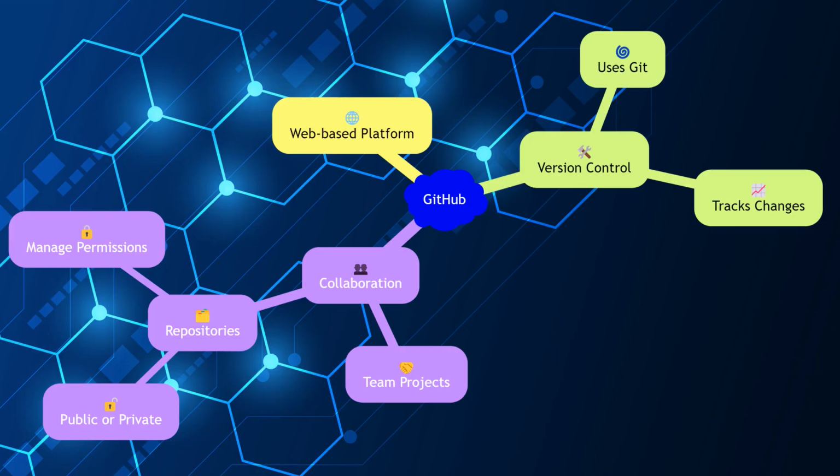GitHub is a web-based platform used for version control. It uses Git, a distributed version control system, to track changes in source code during software development. GitHub provides a collaborative environment for developers to work on projects together. Repositories, repos, are where your project's files and revision history are stored. They can be public or private, and you can manage permissions to control who can view or contribute to your code.